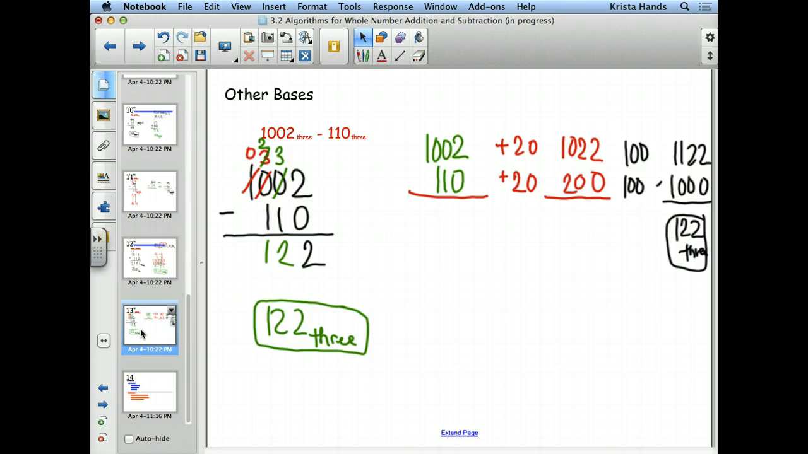Okay, yes. How do you know what to add? Like, how did you know to add 1? Okay, so can someone answer that for Carrie? How did we know that we wanted to add 20 or that we wanted to add 100?